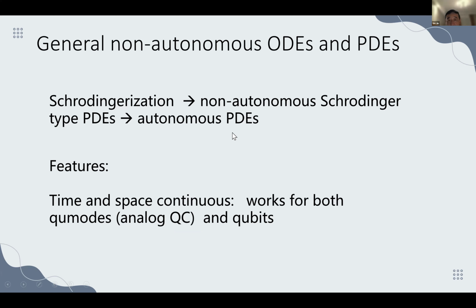Another thing, compared with the Dyson series, is that our formulation is time continuous and space continuous, so it works for both analog quantum computers, continuous variable, and qubits. Of course, you can discretize our system, then you can use qubits. So it works for both continuous variable and qubits.